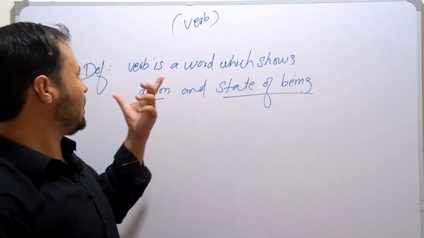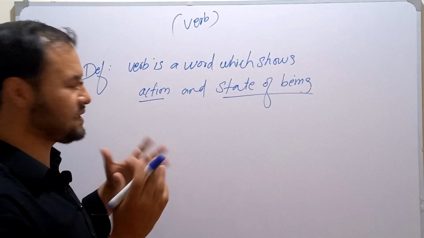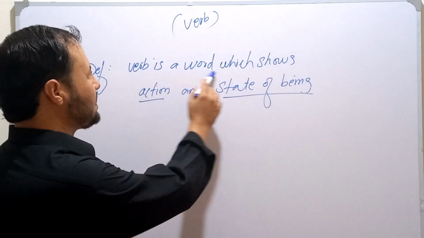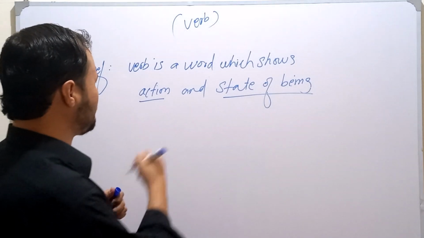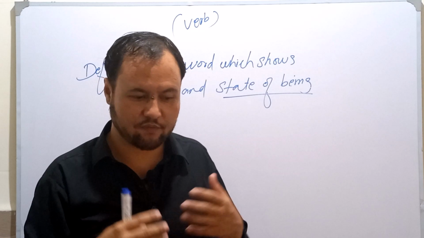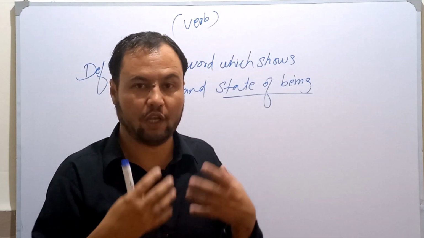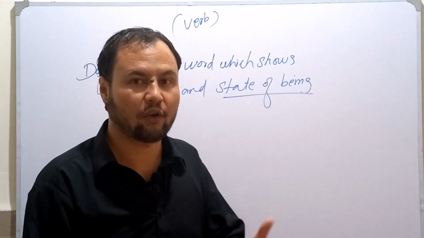Okay, so I have brought a very small and brief definition that we study from childhood. Verb is a word which shows action and state of being. Two things are there. Verb shows action. You know what's action? Action films you have seen. It means physically, when we are involved in anything, when we perform anything physically. So they are called action.